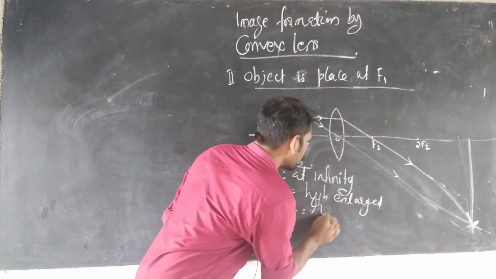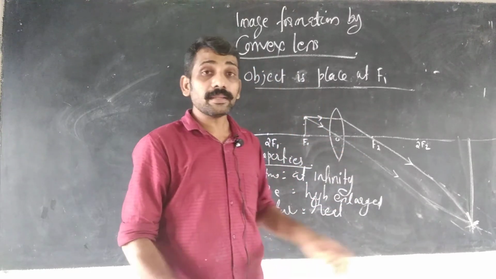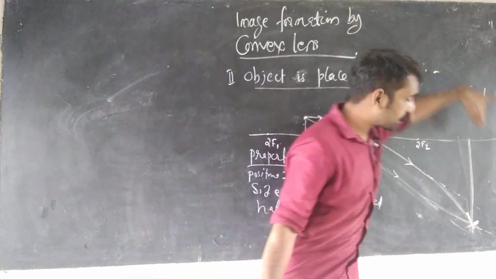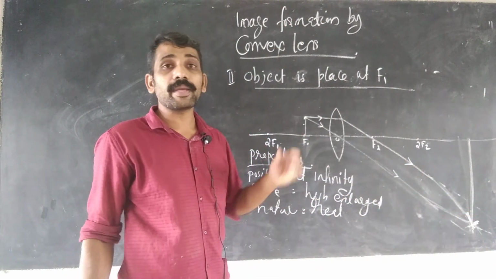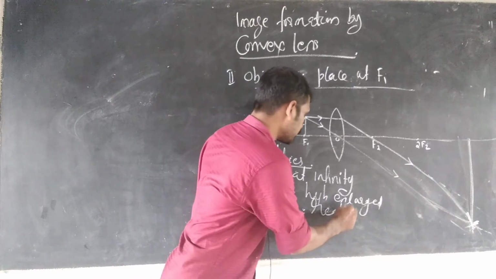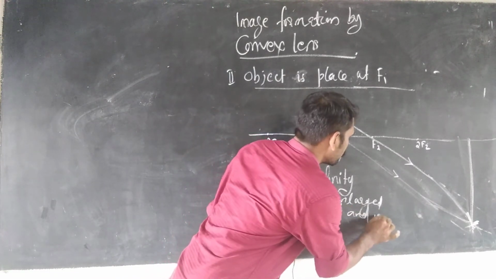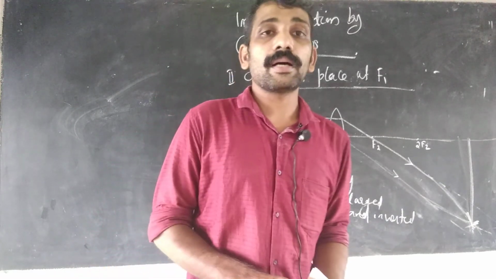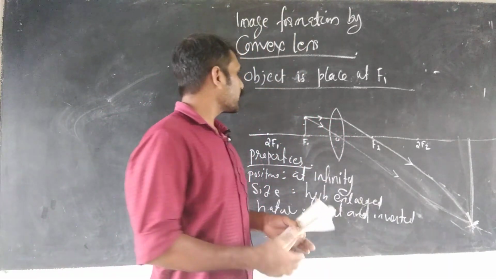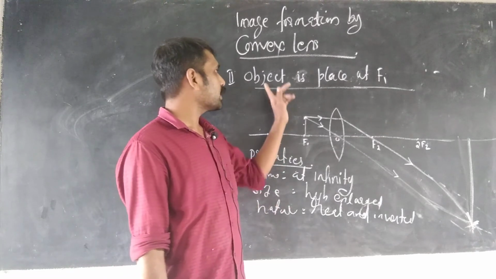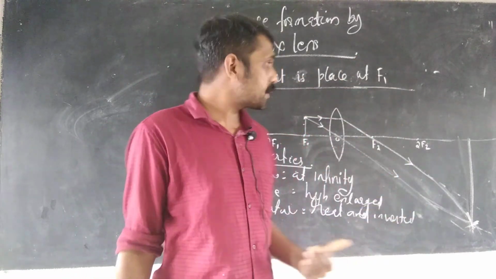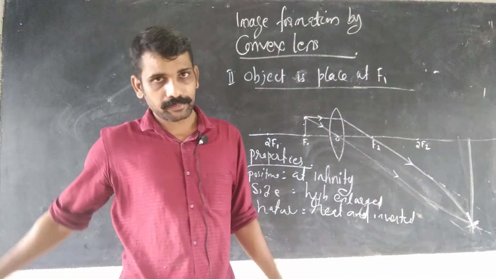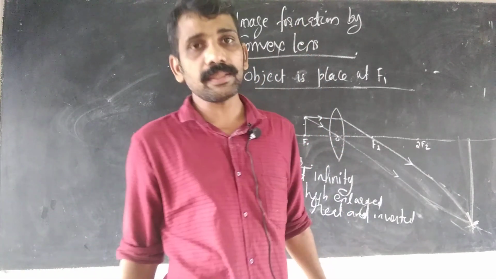So the image is real and what? Inverted. The object is upright, the image is upside down, so we can say that the image is inverted. The image is real and inverted. These are the properties of the image. Next we have to study the object placed in between F1 and the optical center. That we will study next class. Okay.